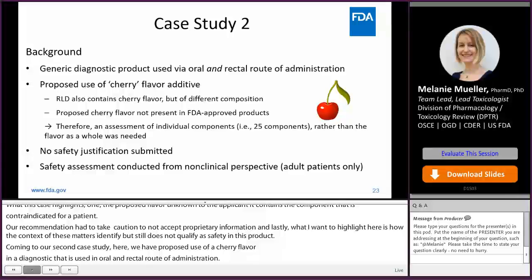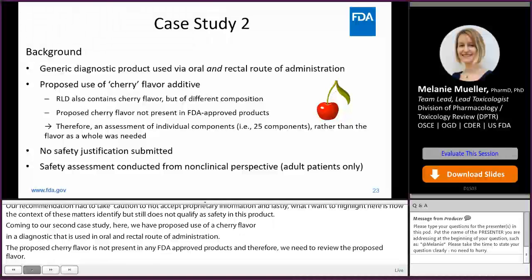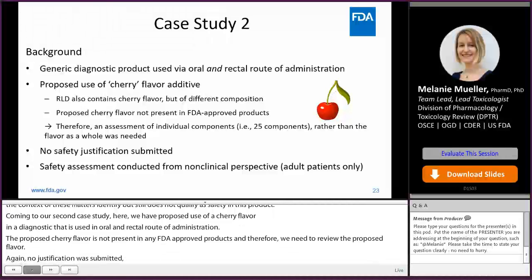Again, no safety justification was submitted. Because this product is indicated in adult patients only, we assessed the safety of this flavor from a non-clinical perspective only. As I just mentioned, we needed to assess the flavor based on the individual components, which were 25. And now I'm going to demonstrate the approach we take to alleviate our review burden in such cases.